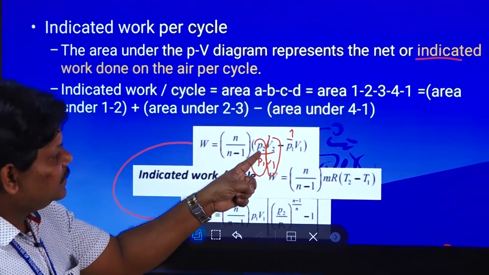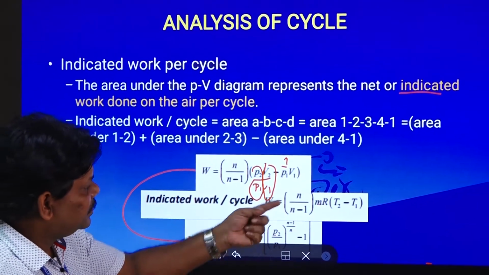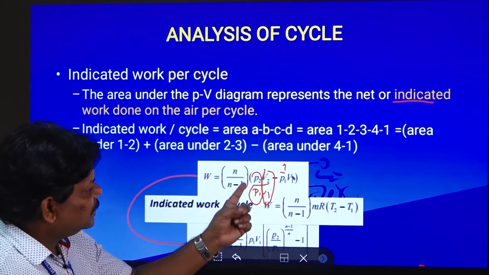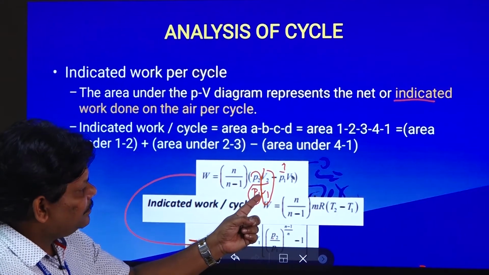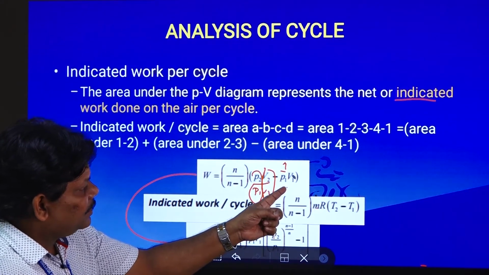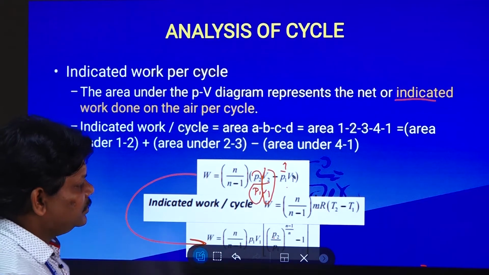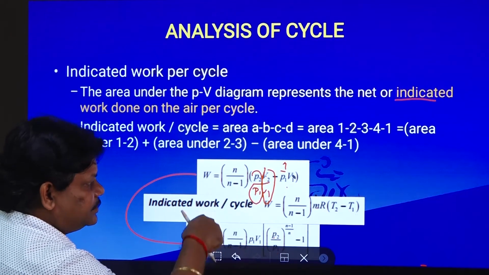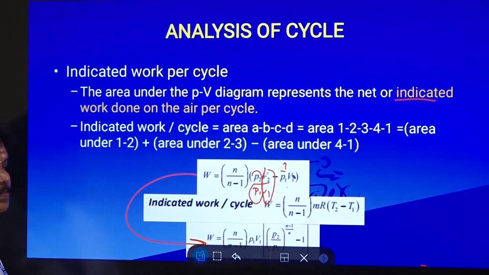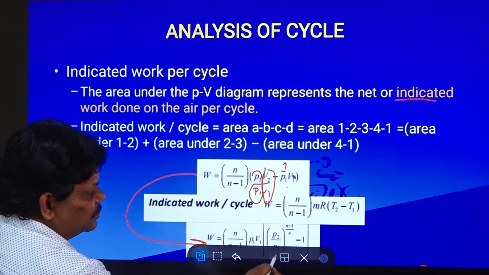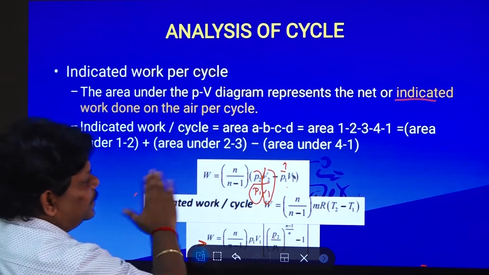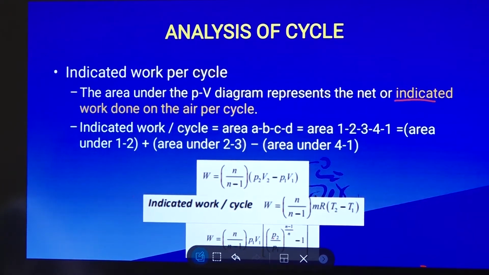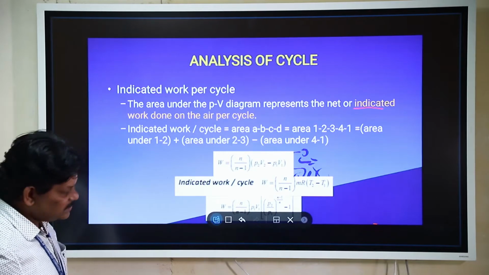Okay, so that is W is equal to n by n minus 1 into P2 V2 minus P1 V1. So take this term out of this. So you have taken this one out of this. So P2 V2 divided by P1 V1 minus P1 V1 by P1 V1 will be equal to 1. So you will get this. So simplifying, substituting the value for V2 by V1 in terms of P2 by P1, you will get the value P2 by P1 whole power n minus 1 by n. So this is the equation for the indicated work per cycle.